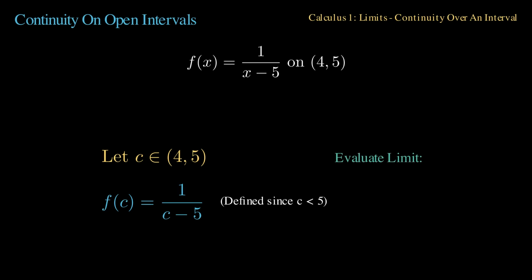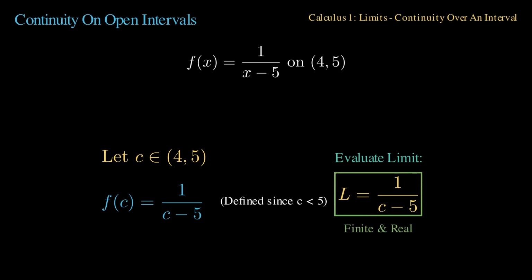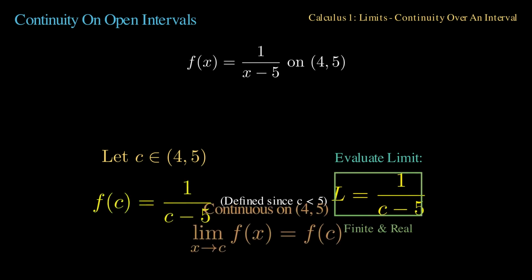Next, we verify if the limit exists. The limit L is given by limit as x approaches c of 1 over x minus 5. This simplifies to 1 over c minus 5. As c is less than 5, L is finite. Since the limit equals f of c, the function is continuous.